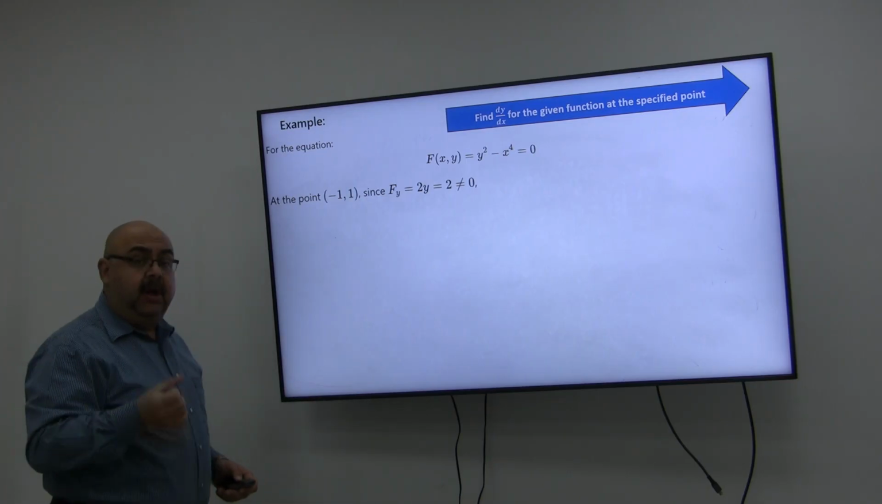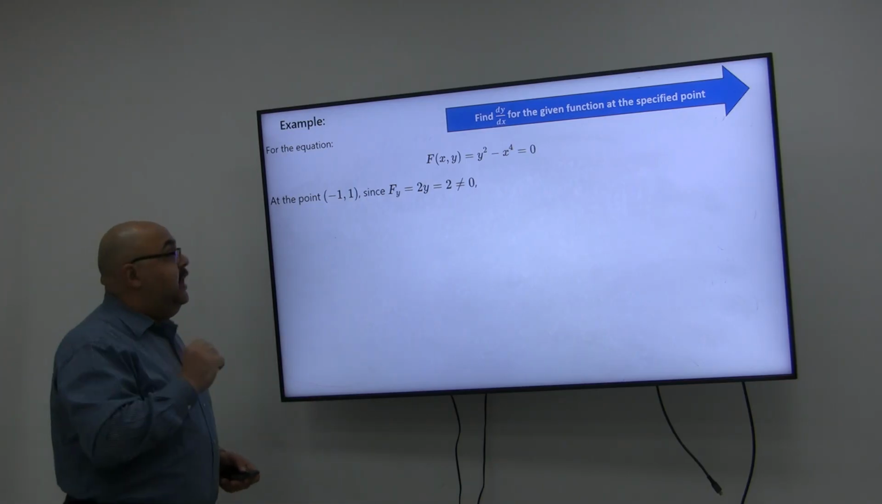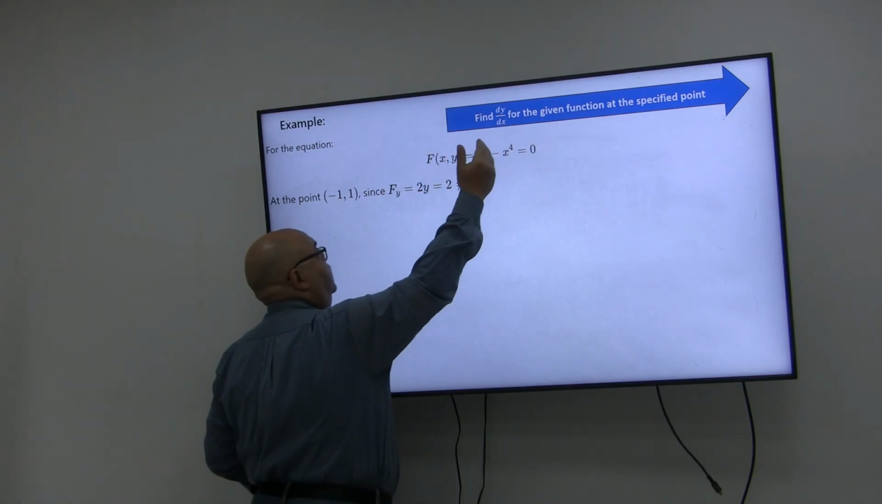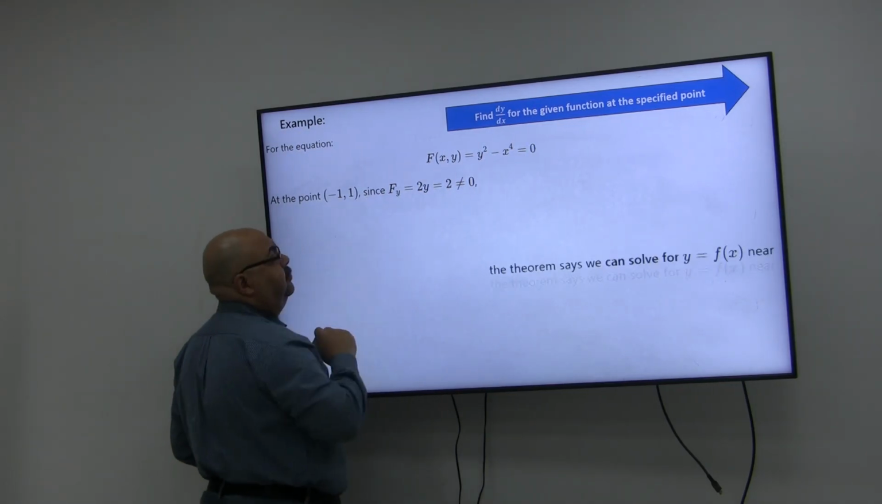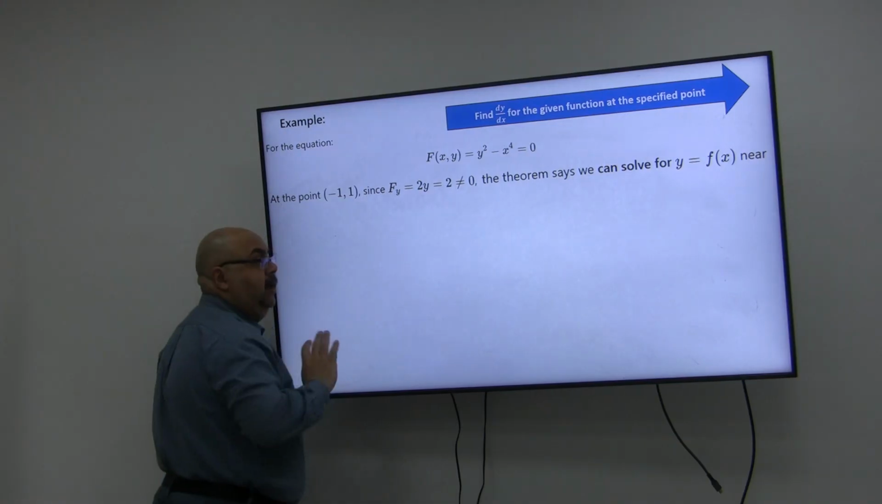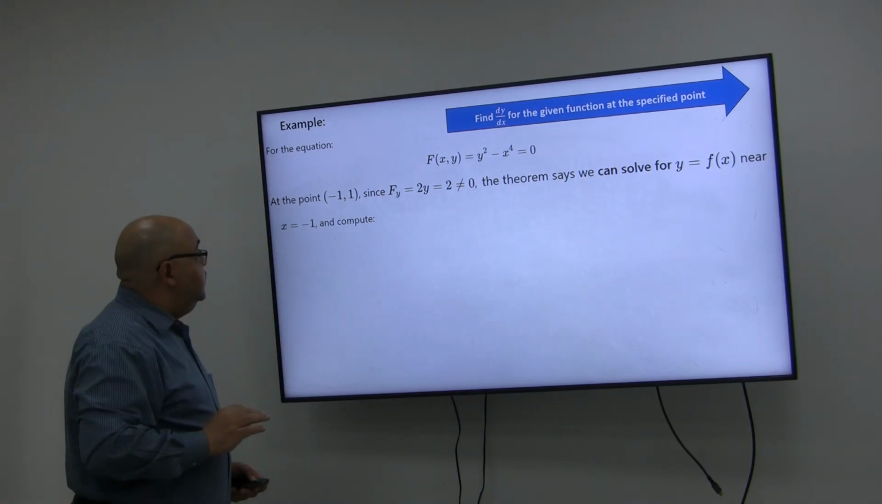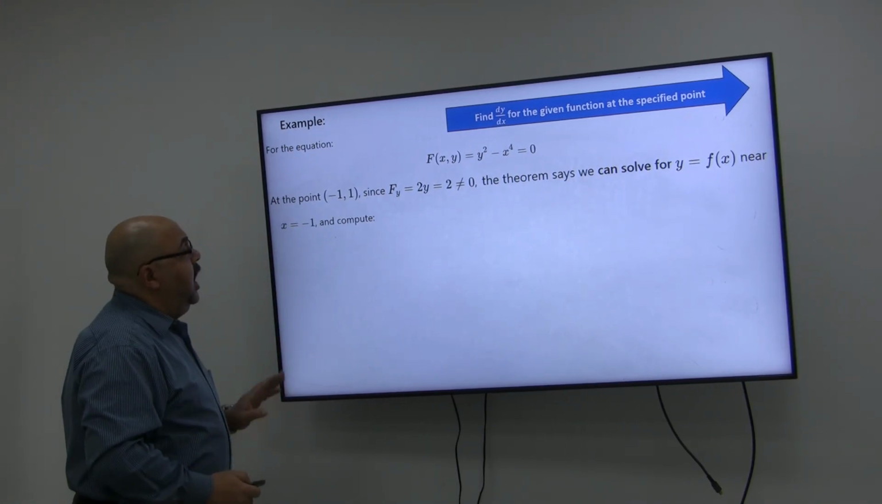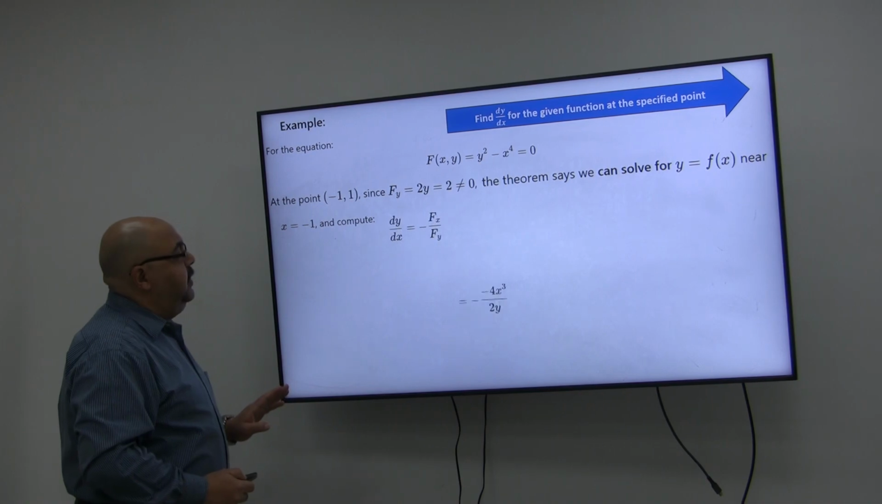So first of all, I will need to check the value of the function y squared minus x to the power of 4 at this point. Simply, all I have to do is to give this a check. So first of all, I will try to substitute by the two values.